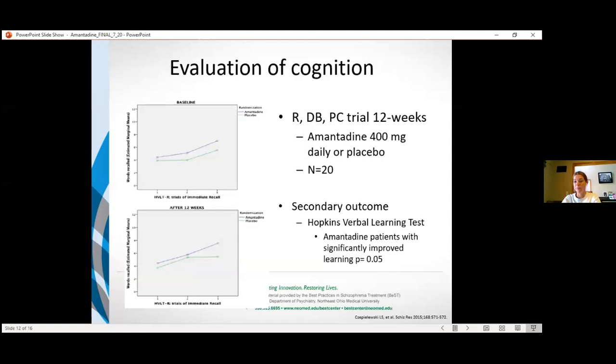This may be why we see additional improvement in some of the patients with traumatic brain injury, where they have been trying to use amantadine, and there are some case reports of improvement in cognition for some of these patients. So helping with some of the processing, but maybe not completely across the board.